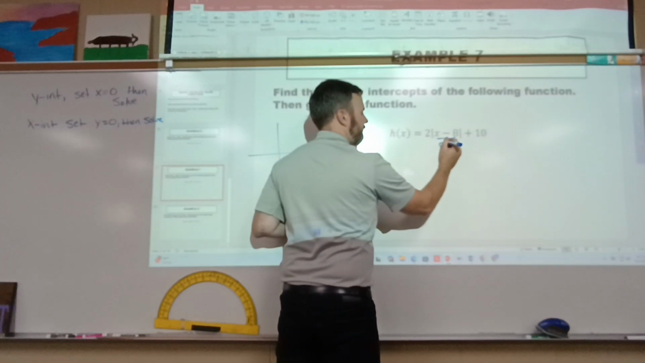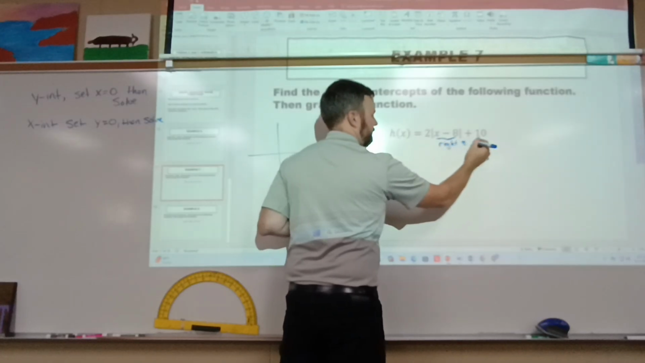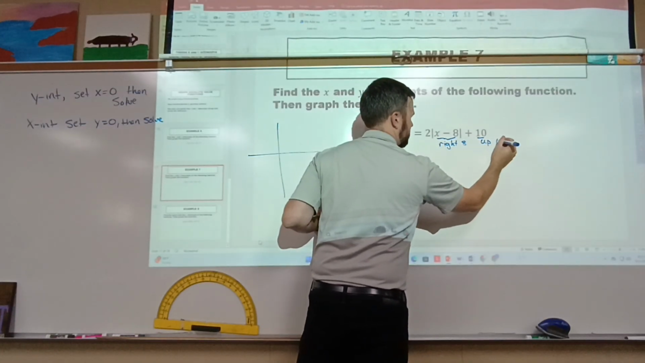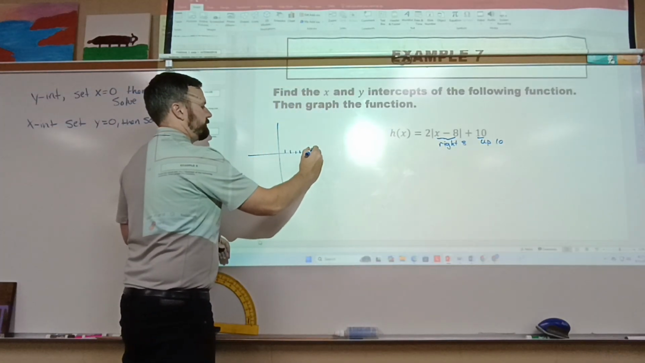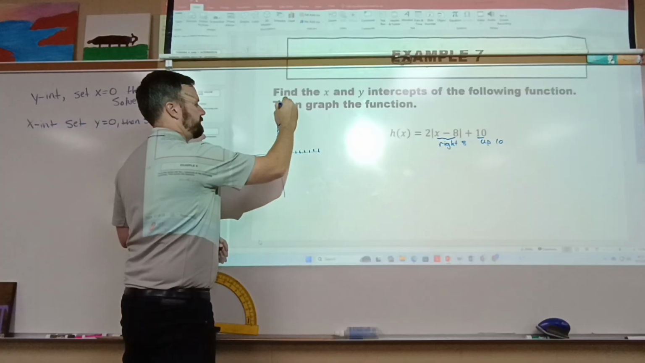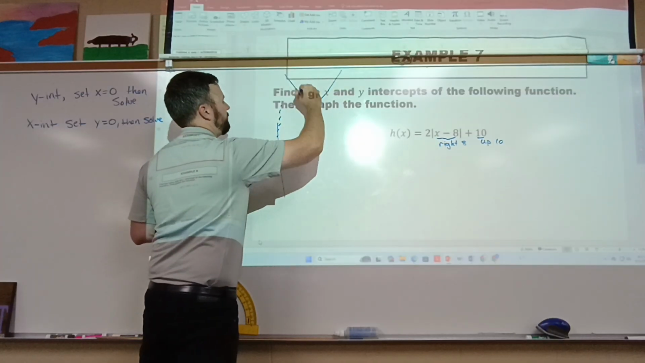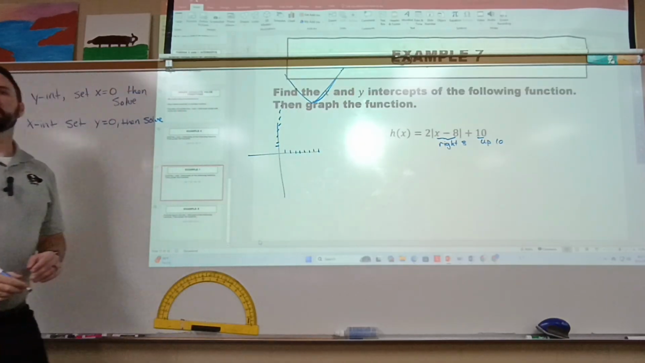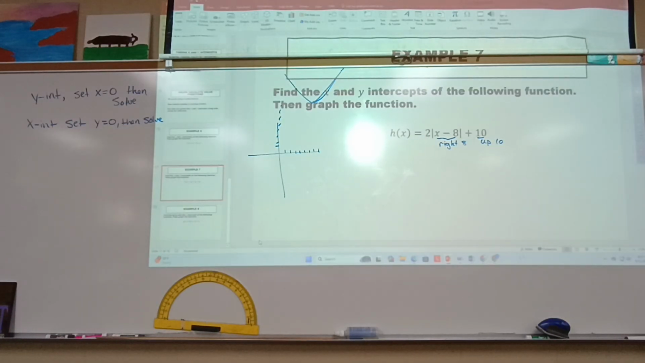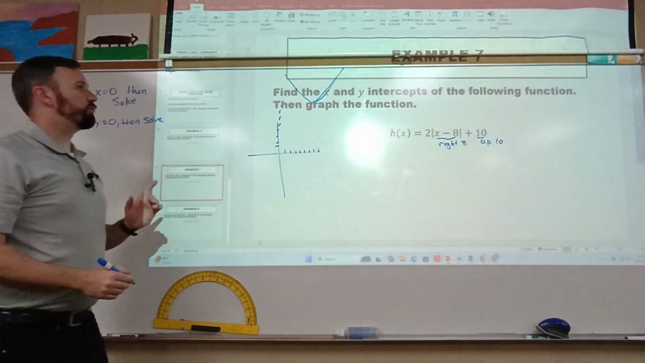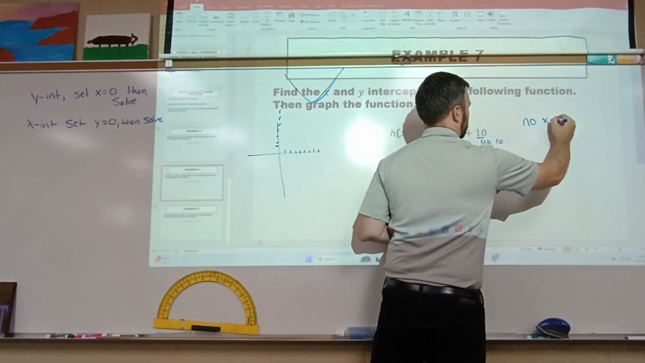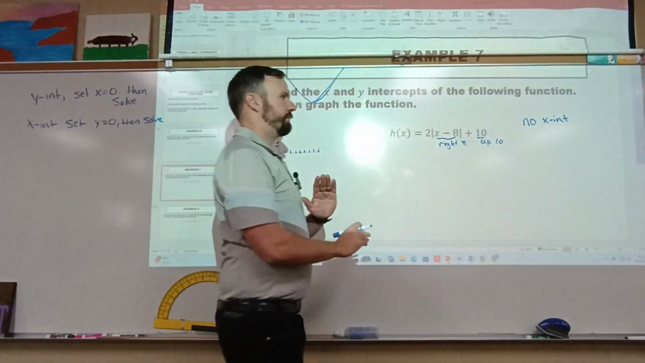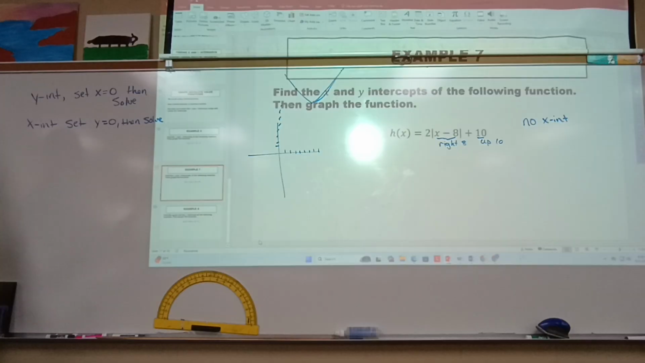I'm going to go right 8 and up 10, right? My graph's going to be up here, isn't it? So right away, will that ever cross the x-axis? No. So there will be no graph or no x-intercepts. Okay, so that saves me a ton of time.